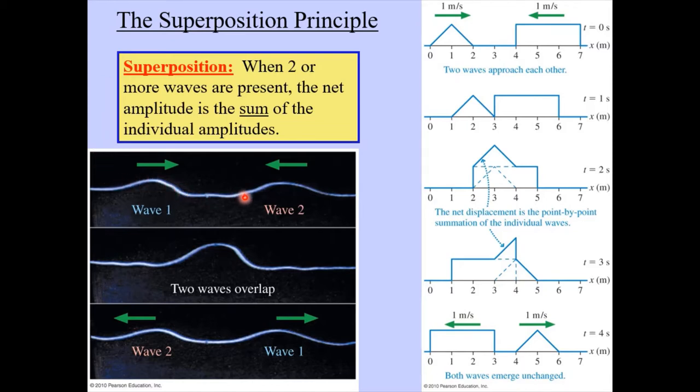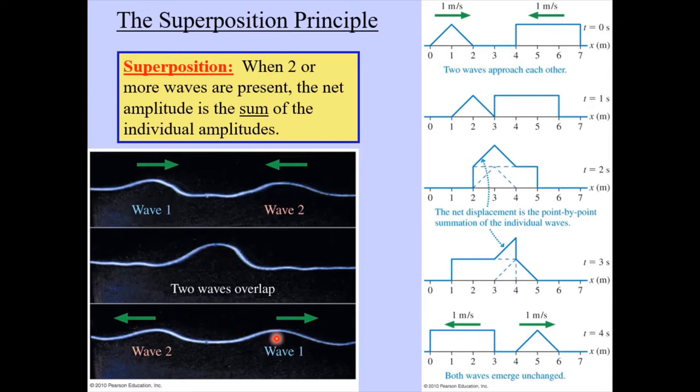These are actual photographs taken of two pulses traveling along a string. So wave one here is this pulse here, and it's moving to the right. Wave two is this pulse over here, and it's moving to the left. So you can see what happens is when these two waves actually overlap each other, notice the resulting amplitude is greater. And that's because we're adding the effects of wave one and wave two together to get a larger overall wave.